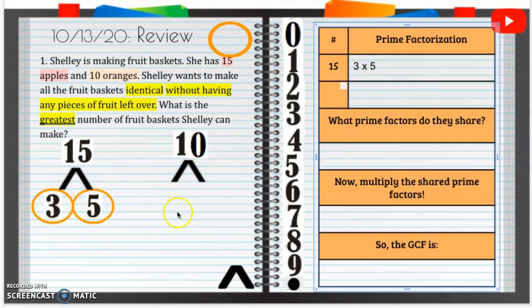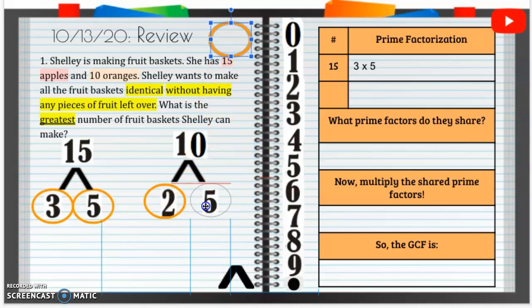Now let's take a look at 10. What times what equals 10? 2 times 5. Remember, not 5 times 5, that's 25. But 2 times 5 gives us 10. So I'm going to put a circle over our 2 because we know that 2 is a prime number because the only two factors are 1 and itself. Now, can we break down this 5 at all? No. So 5 is also a prime number because the only two factors are 1 and itself.